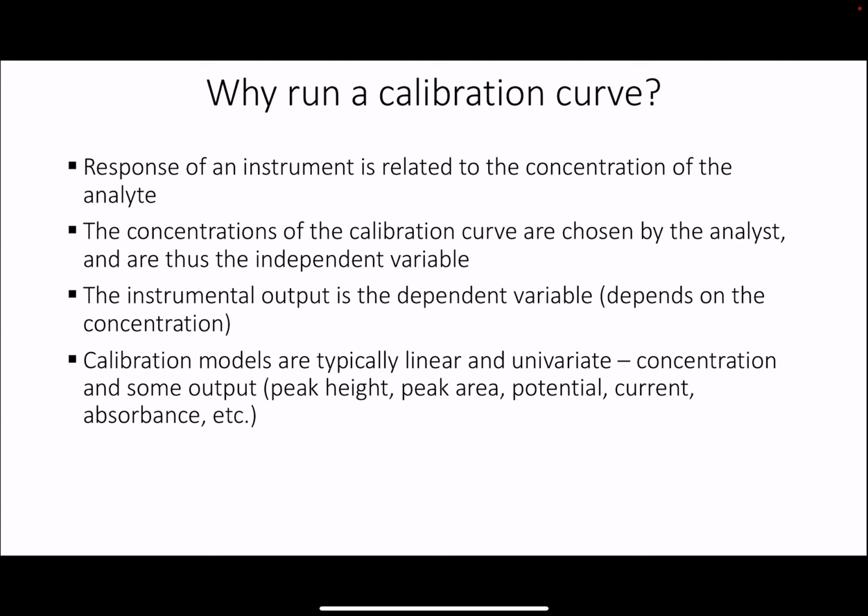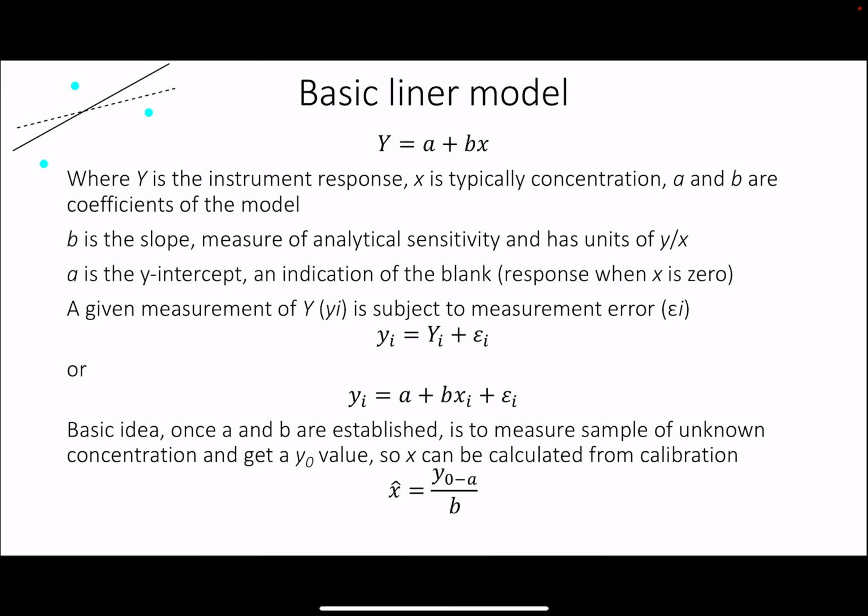Calibration models are almost always linear and univariate, so it's some concentration and some output. And depending on the instrument you're using, it could be peak height, peak area, potential, current, absorbance, etc. Most of the ones we work with are going to be absorbance. And the calibration essentially relies on a linear model. Basically, the equation of the line is what we're going to be dealing with here.